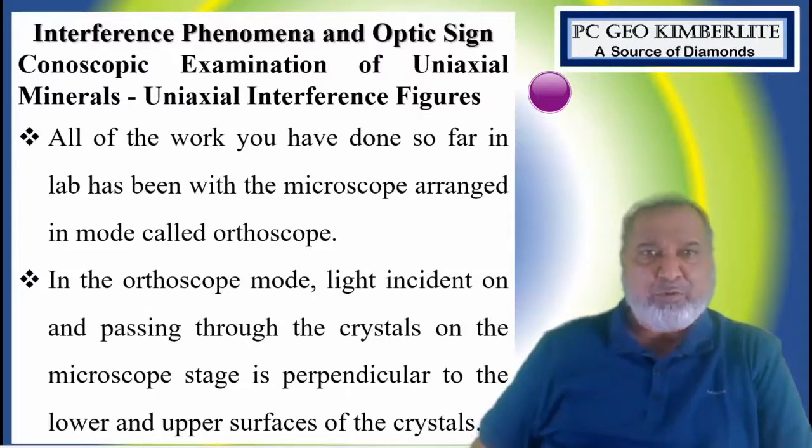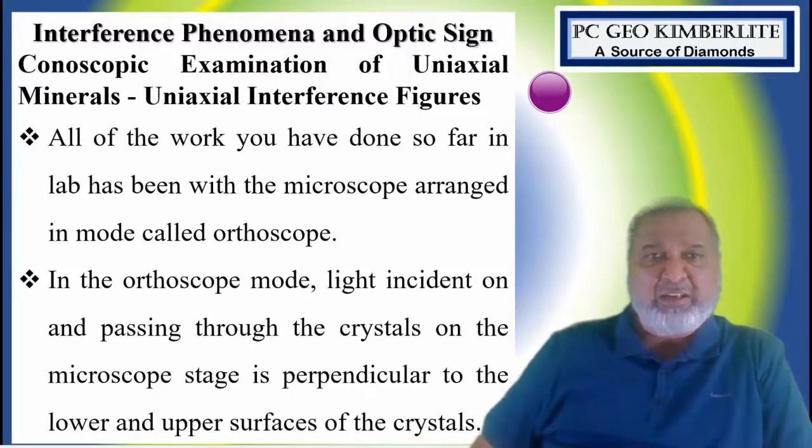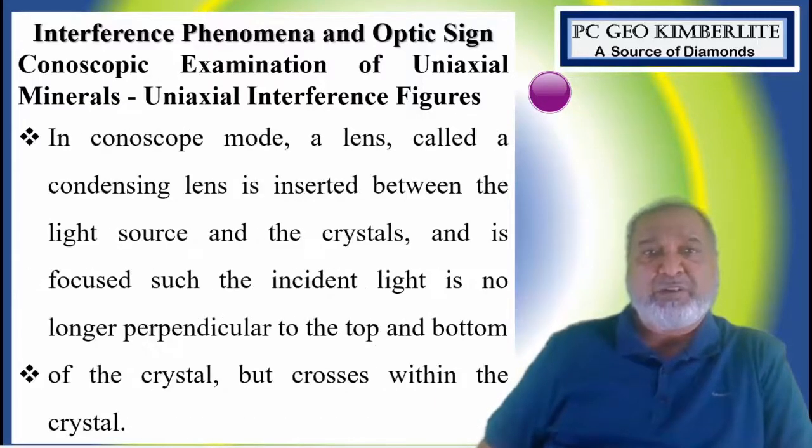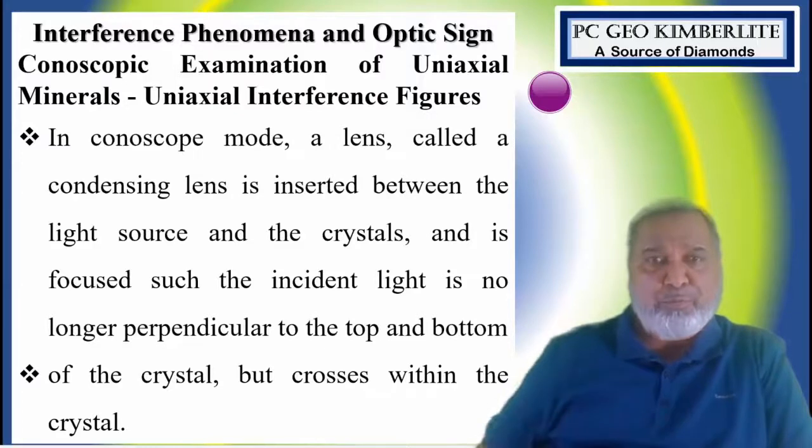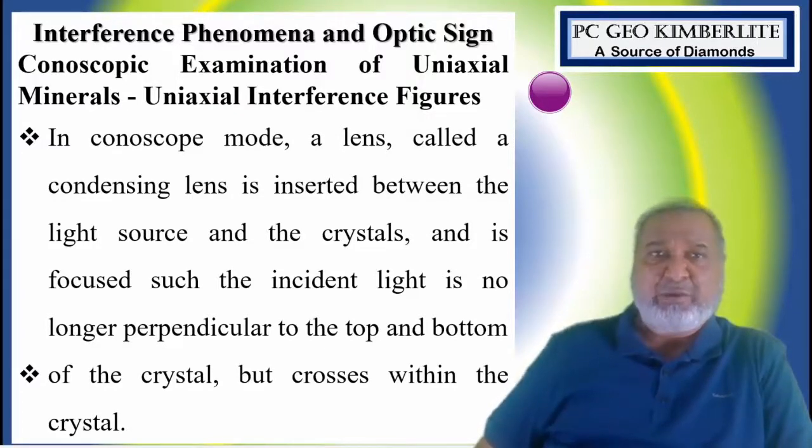All the work you have done so far in lab has been with the microscope in a mode called orthoscope. In orthoscope mode, the light incident and passing through the crystal on the microscope stage is perpendicular to the lower and upper surface of the crystal. In conoscope mode, a lens called a condensing lens is inserted between the light source and the crystal. The light is focused, so the incident light is no longer perpendicular to the top and bottom of the crystal but crosses within the crystal.